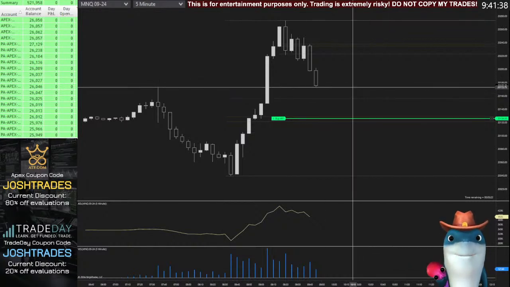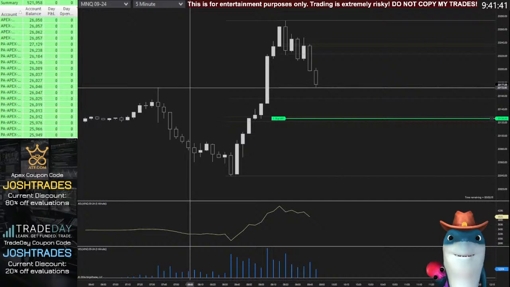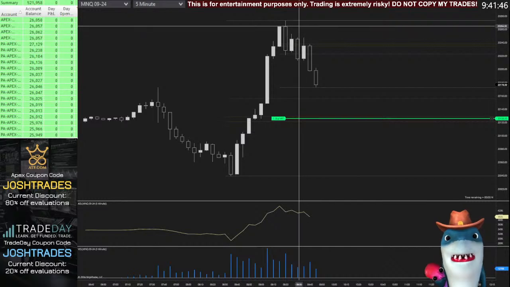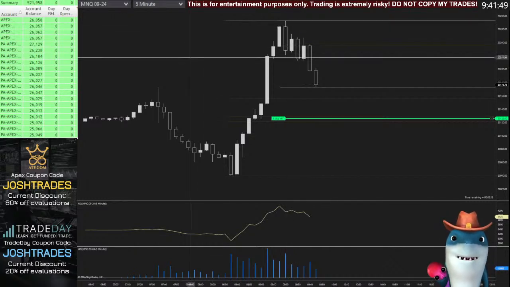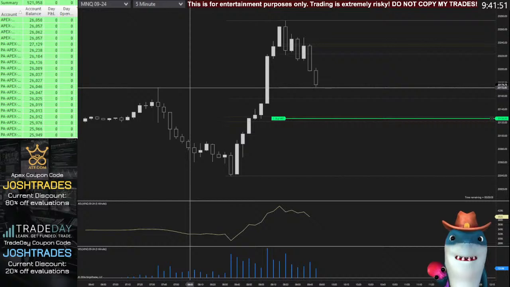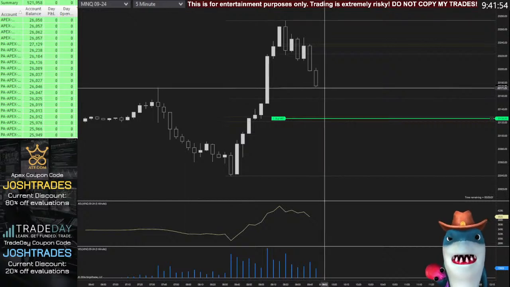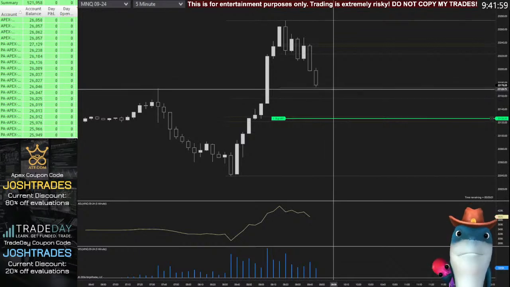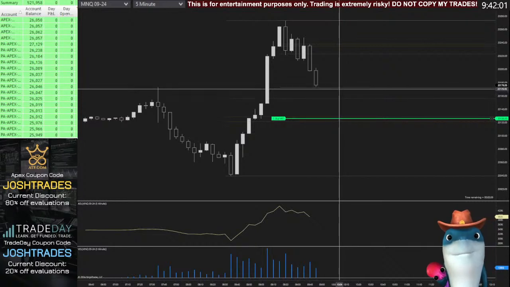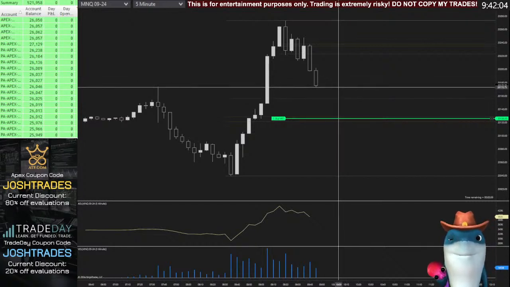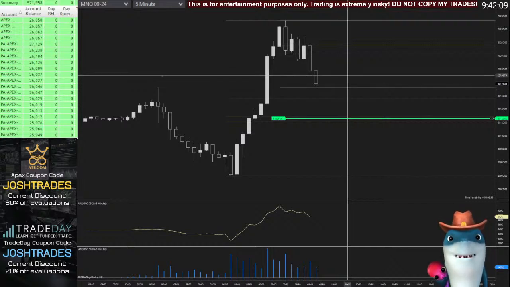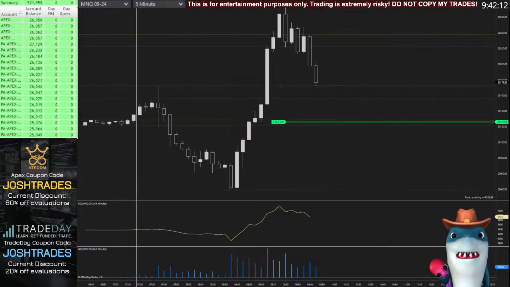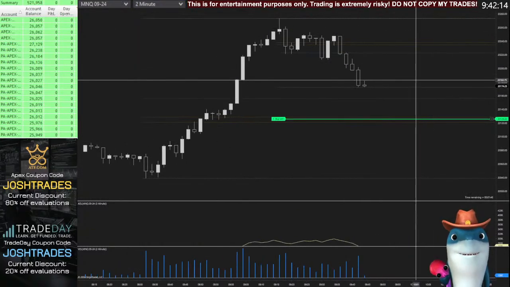But this probably would be a level. Like if you were bearish, or sorry, if you were in a short from somewhere up here, that would be a pretty reasonable place to take profit. Come on. Let's get some more movement. Let's get filled here, huh?